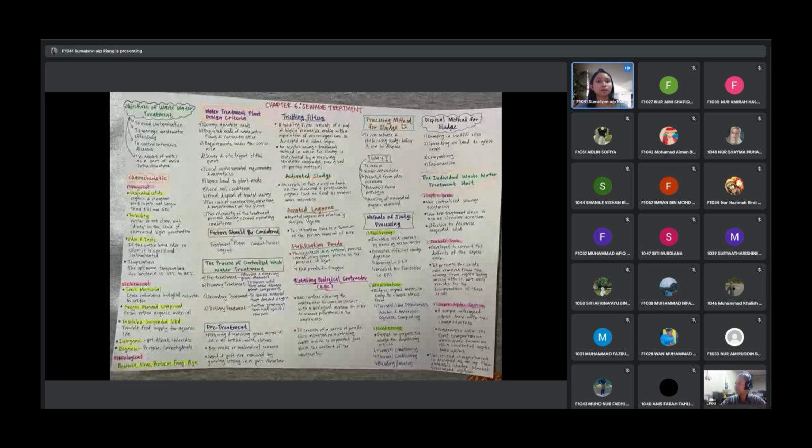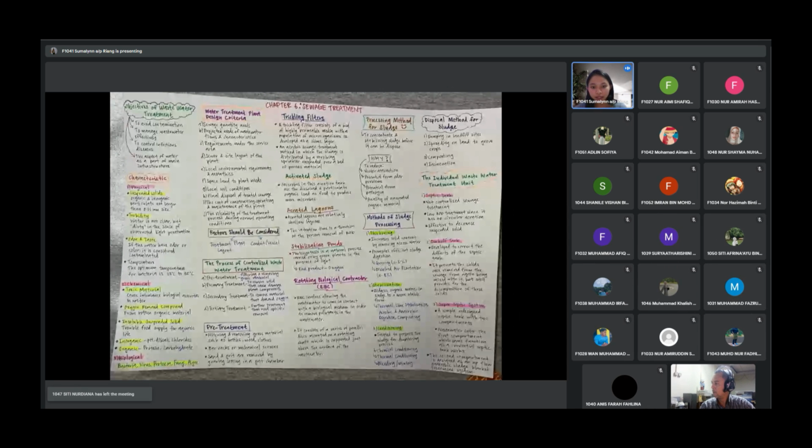And the next one is about water treatment plant design criteria. Factors that should be considered are treatment plant layout and conduit of the cell. There are 4 processes of centralized wastewater treatment. And the examples of biological sewage treatment process are trickling filters, activated sludge, aerated lagoons, stabilization ponds, and rotating biological contactor, or known as RBC.